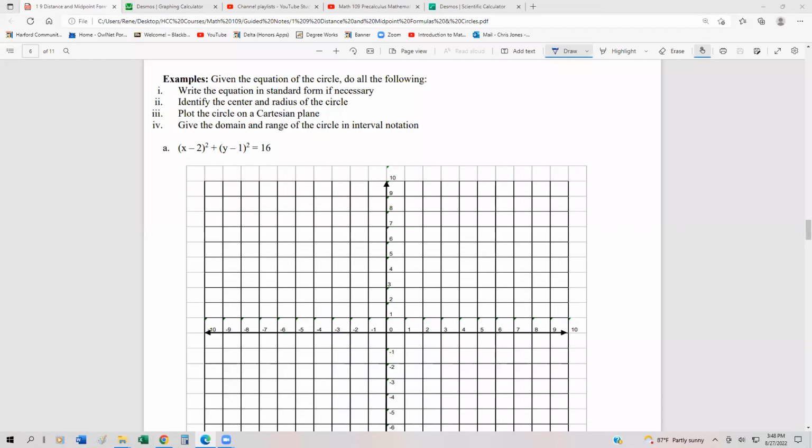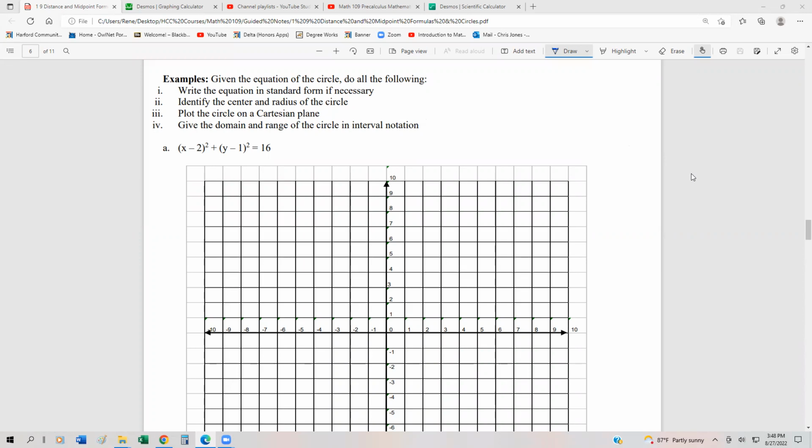In this video, we're going to go backwards. We're going to be given the equation of the circle for the most part, and then we're just going to identify some of the properties of that circle. So in these examples, we're going to write the equation in standard form if necessary. We're going to identify the center and radius of the circle. We're going to plot it on a Cartesian plane, and then we're going to give the domain and the range of the circle in interval notation.